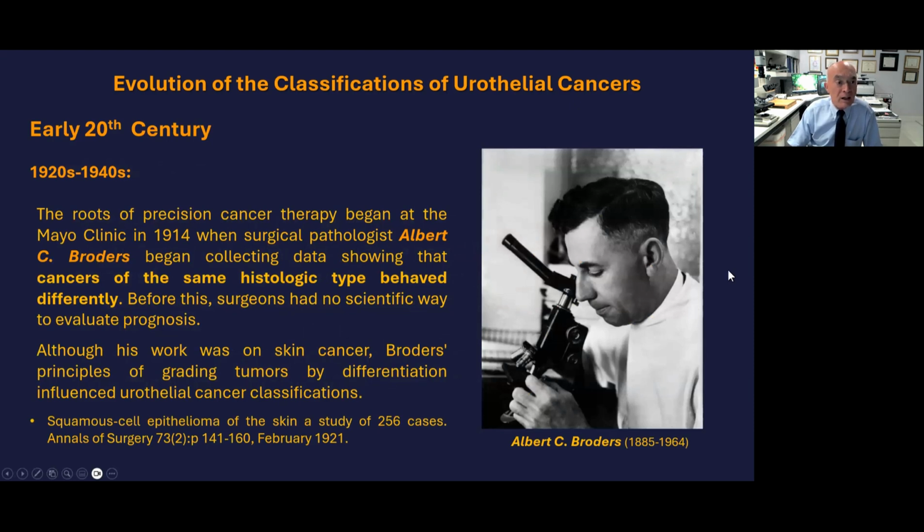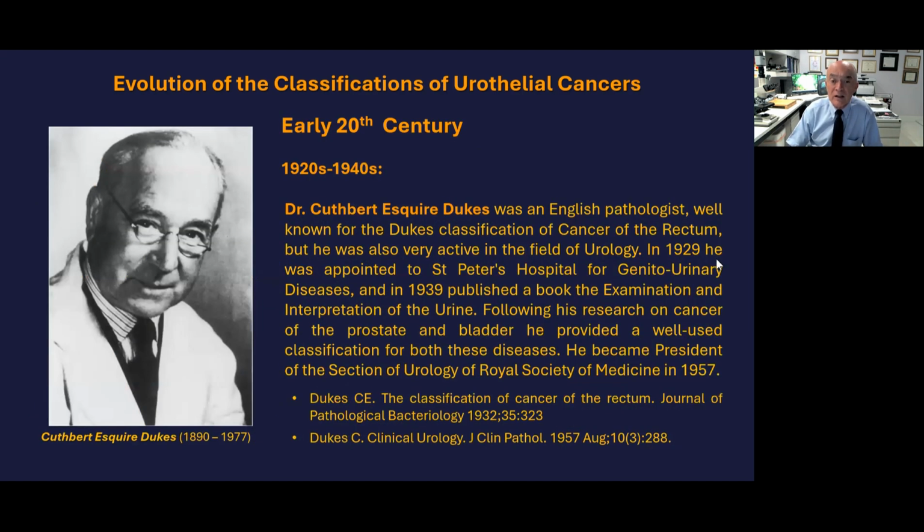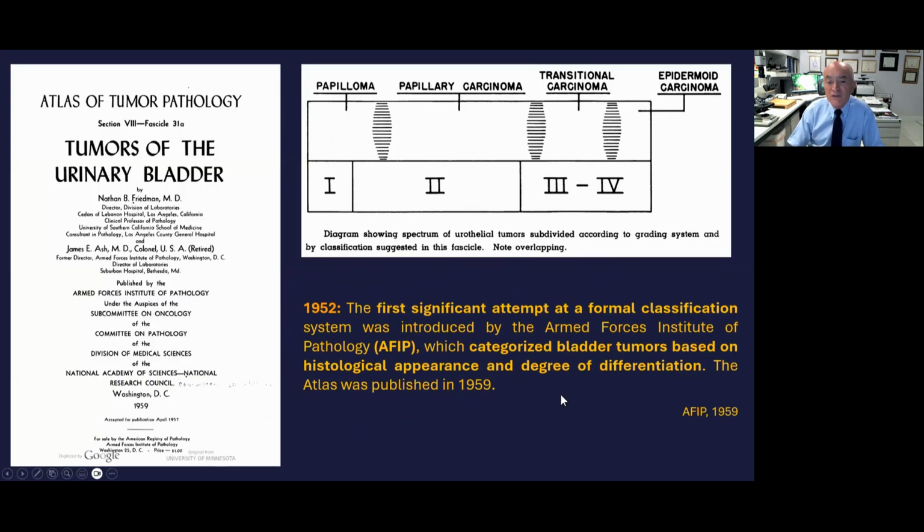It was in the mid-1900s that Dr. Broders at the Mayo Clinic started to collect cases and was able to identify that cancers of the same histological type behave differently. This gave origin to classifications of squamous cell epithelioma that inspired other scientists like Dr. Dukes, who made the first classification of cancer of the rectum. But Dr. Dukes was also very interested in genitourinary diseases, and in 1939 even wrote one of the first books on the examination of the urine, and later on he even became president of the section of urology of the Royal Society of Medicine.